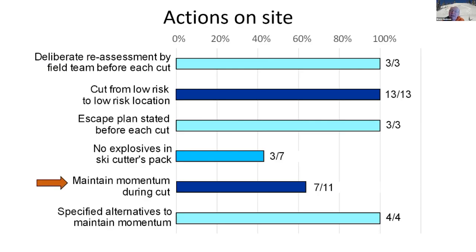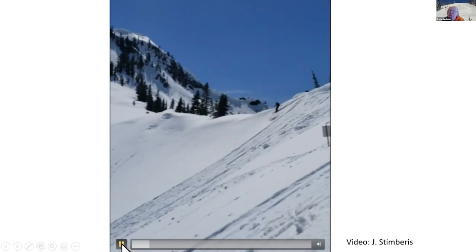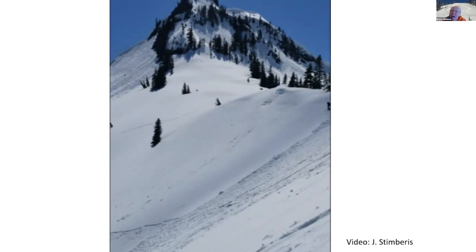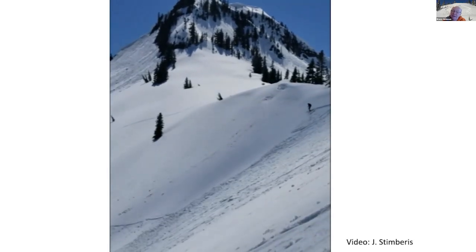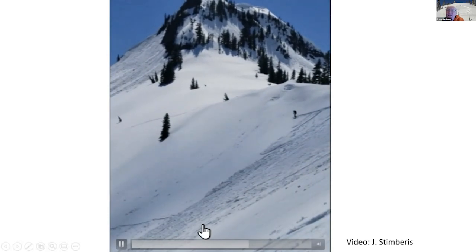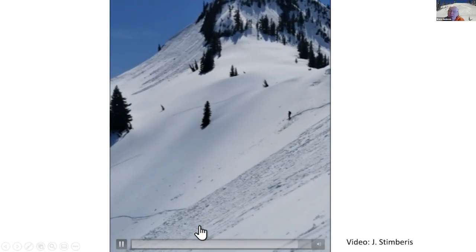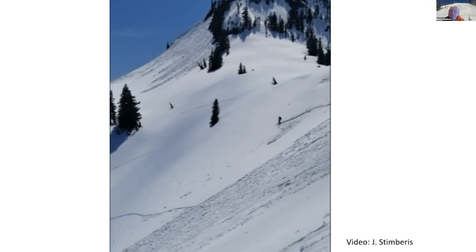7 of 11 stated that momentum be maintained during the ski cut. What about the other 4? Why might alternatives to maintaining momentum be allowed? So we have an example here, a short video, John Stimberis. In this clip of ski cutting loose wet avalanches, you'll note that momentum is not maintained and that is not a small slope. This is an example of why some operations state exceptions to maintaining momentum, and also how challenging it is to specify procedures for a wide variety of snowpack conditions and terrain.